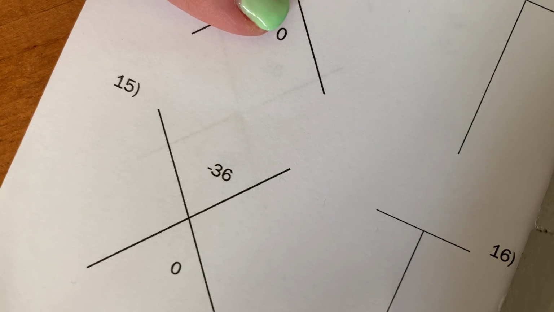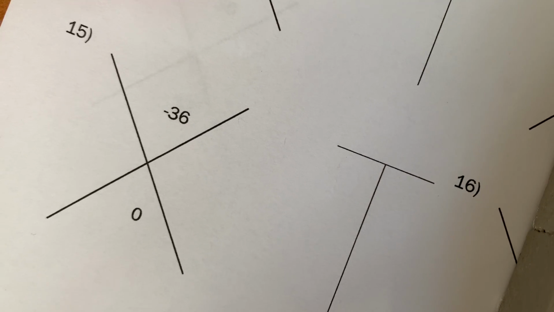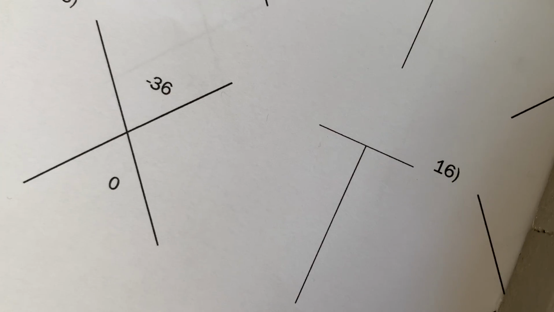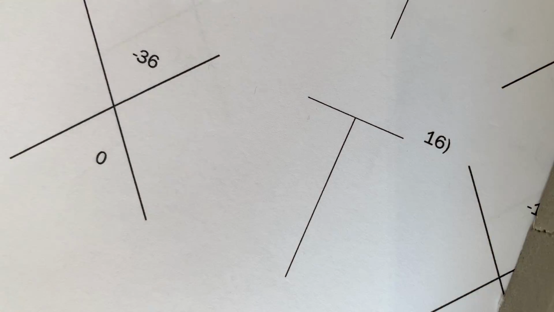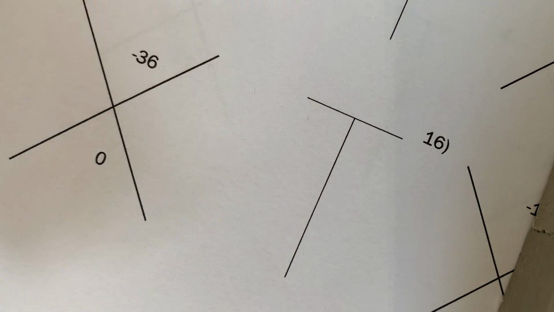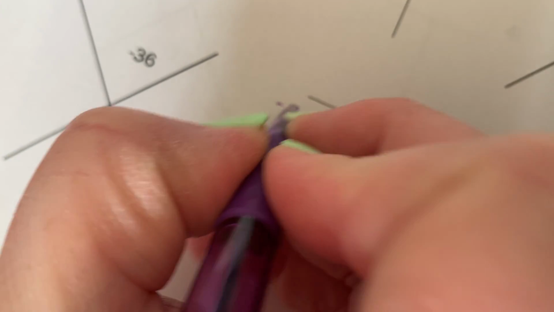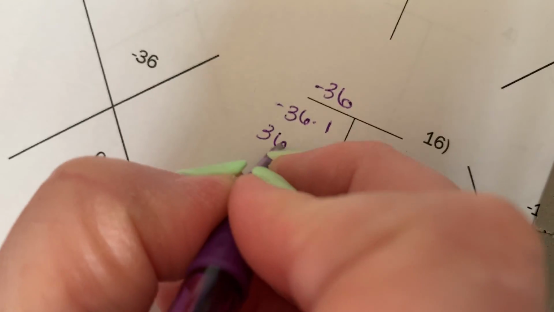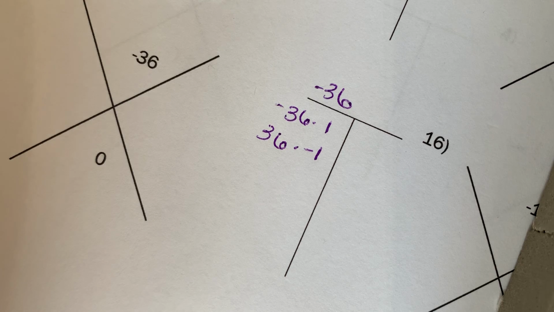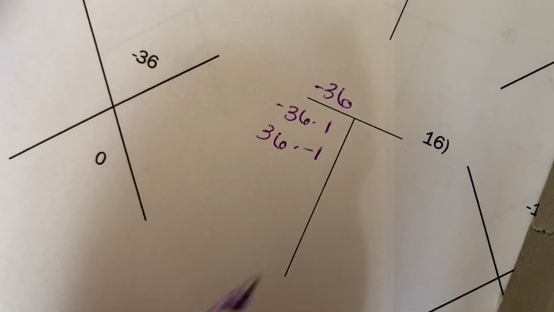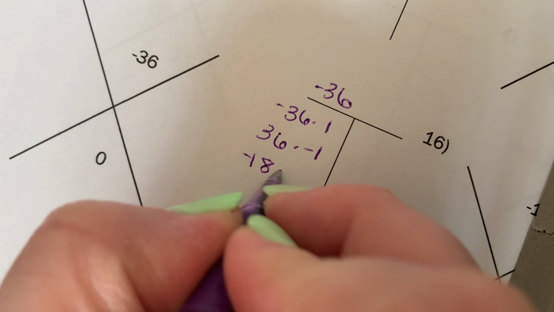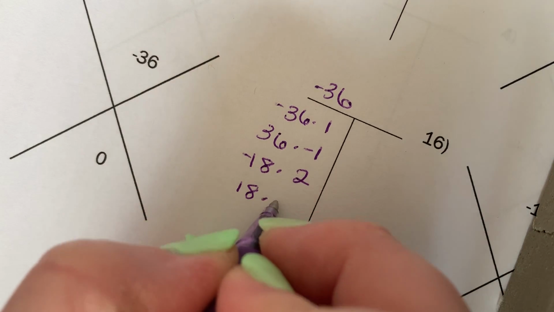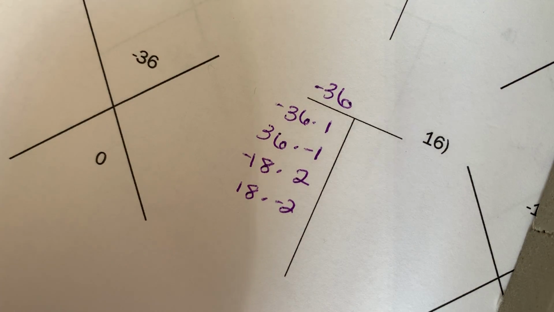Let me look at the rest. Let me do some of these, because I noticed on some of you that have already turned it in, a lot of you are getting it incorrect. So here's negative 36. Just like before, one of them is going to have to be negative and one is going to have to be positive. So we can have negative 36 times positive 1, or positive 36 times negative 1. We could have negative 18 and 2, or we could have positive 18 and negative 2.